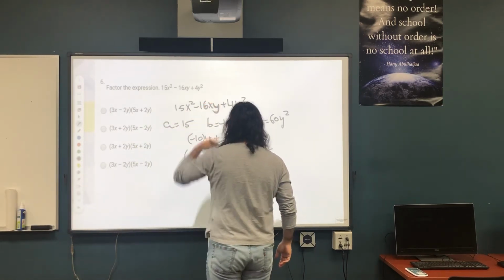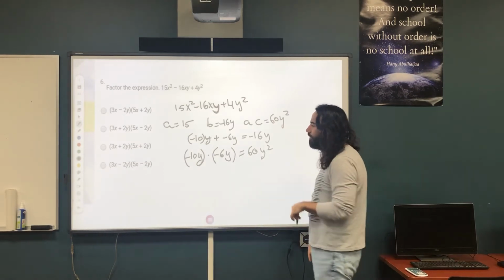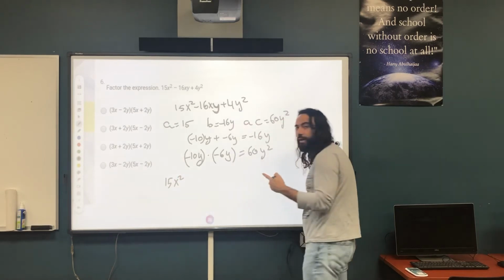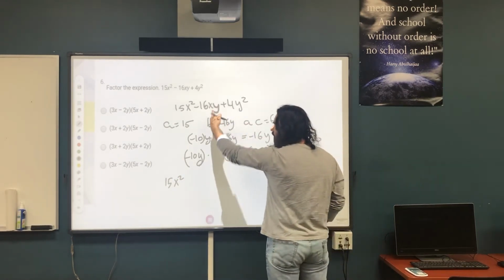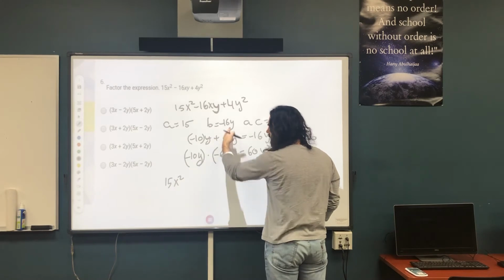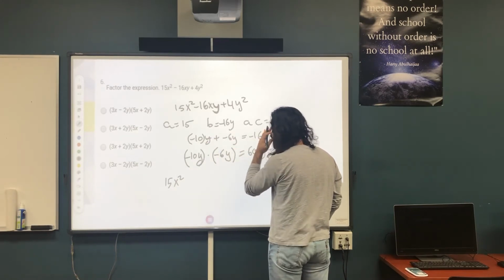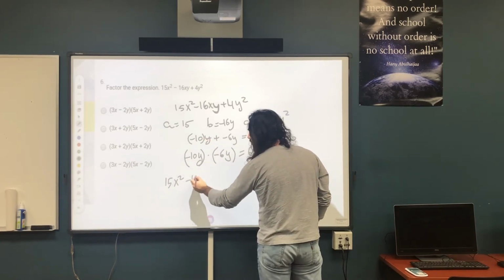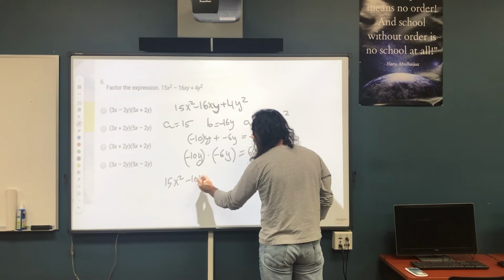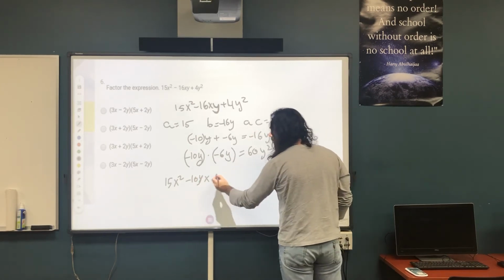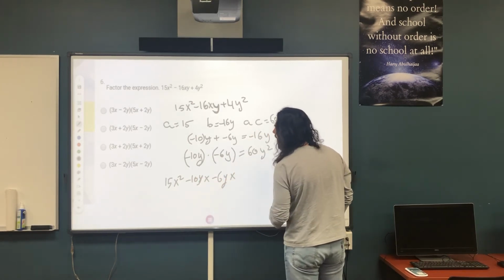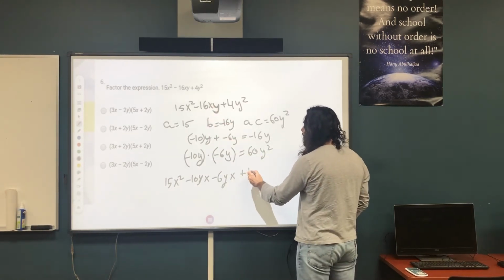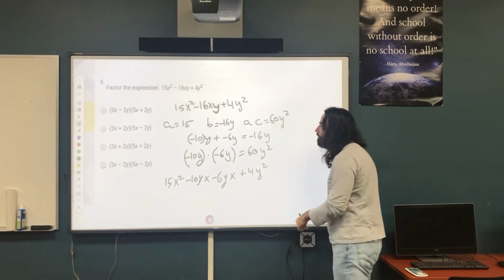Perfect. Good. Now, let's do it. So, the first one stays the same, 15x squared. We have to factor by grouping. The negative 16xy, we use these two. We have negative 10y, of course, don't forget the x. And we have the negative 6y, also x. If you add them, you get the same number, negative 16xy, plus 4y squared.